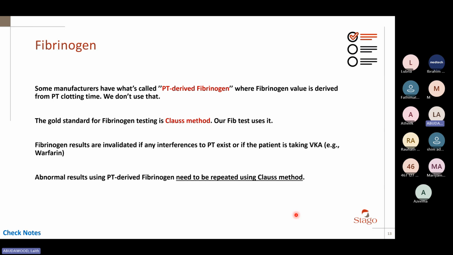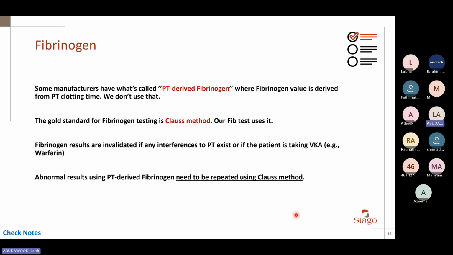Now, we don't have that at Stago. Actually, we had it, but we discontinued it, to be quite honest. And the reason is PT-derived fibrinogen is only accurate in the normal range. The moment your PT-derived fibrinogen value is out of the reference range, it's not accurate, whether it is higher than the reference range or lower than the reference range.